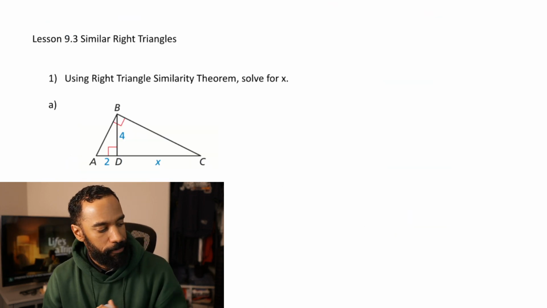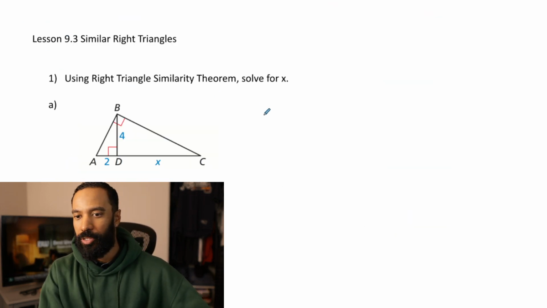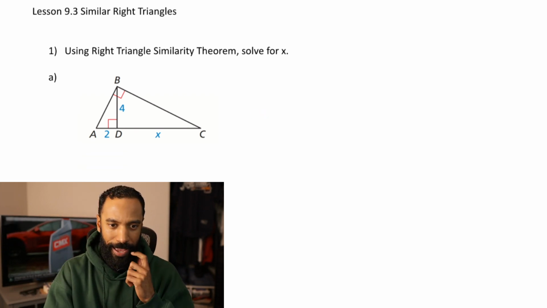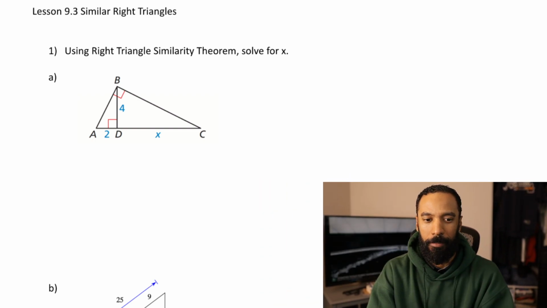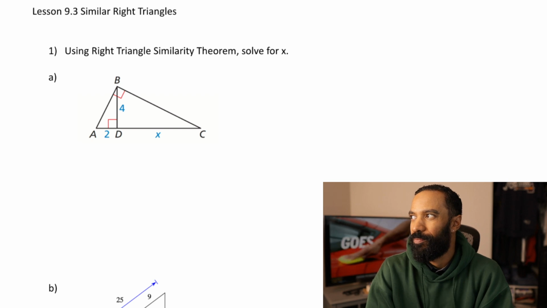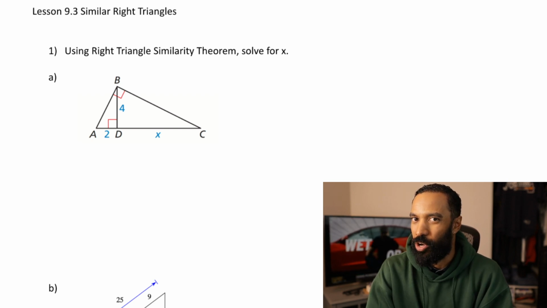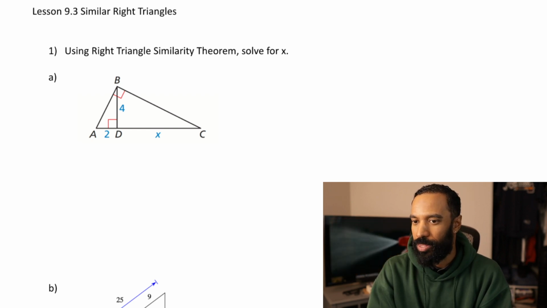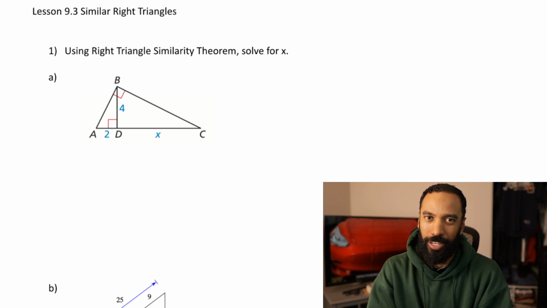All right, let's go to 9.3. Similar right triangles. Using right triangle similarity theorem, solve for x. Now, I don't remember the theorem by name. I just know that people talk about this differently. So I'm going to cater to almost every version that I can come up with. I think I have the capability of doing so.